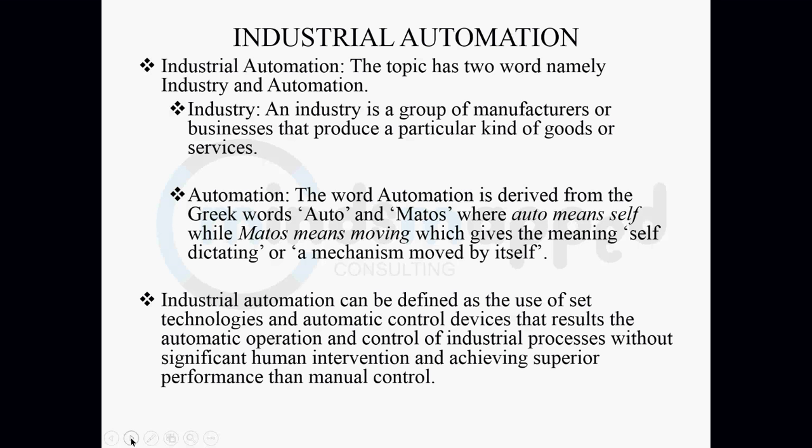Now the second word, automation. The word automation is derived from the Greek words auto and matos, where auto means self, while matos means moving, which means that anything that is self-operating, self-dictating, or a mechanism that is moving by itself can be termed as automatic and will have the domain of automation. Industrial automation can be defined as the use of technologies and automatic control devices that result in the automatic operation and control of industrial processes without significant human intervention and achieving superior performance than manual control.